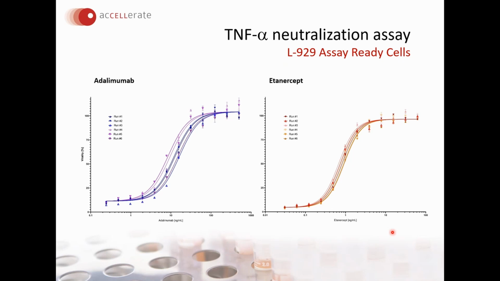means that the cells are challenged with TNF-alpha, which would usually cause them to die. And by an addition of an increasing amount of neutralizing antibody, the cells can be rescued from the toxic effect of TNF-alpha. So you see that increasing amounts of antibody increases the viability of the Assay Ready L929 cells. And again, you see a very high reproducibility and precision of the assay when you're using Assay Ready cells.